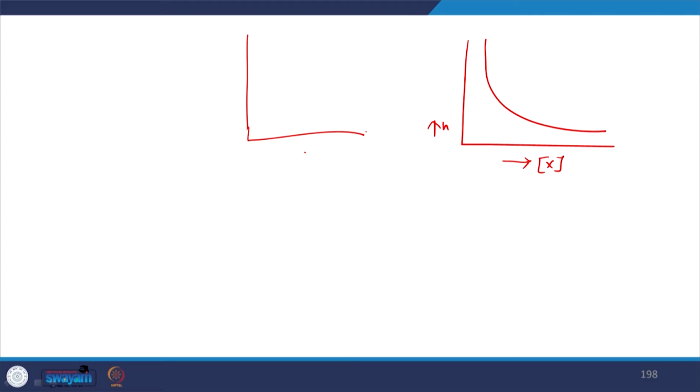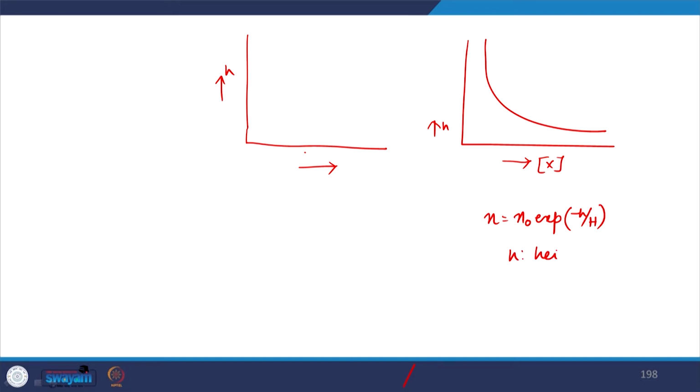Now, if you plot, let us say, with height, n is equal to n naught exponential minus h by H, where h is the height at which you want to calculate the number density, capital H is the scale height, and n naught is the number density at h equals 0.